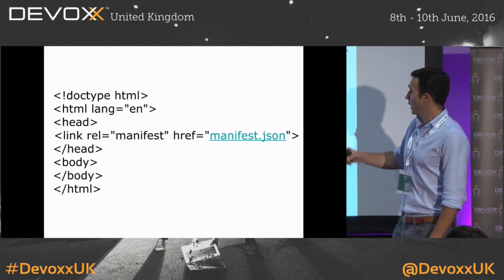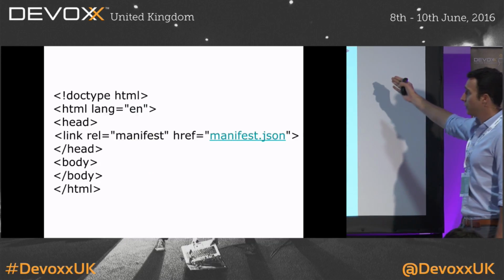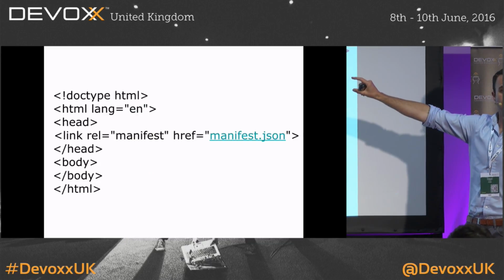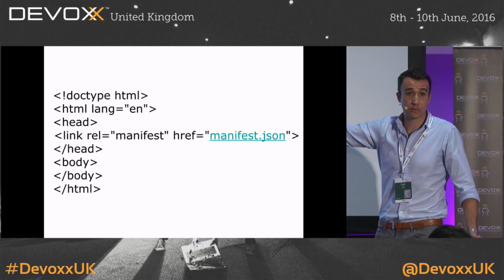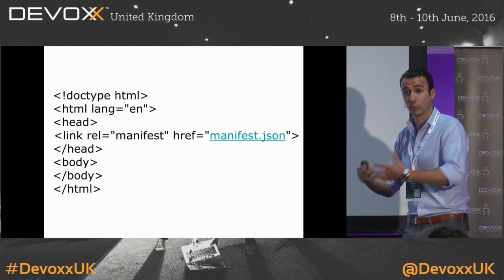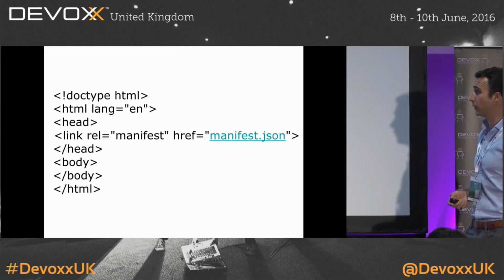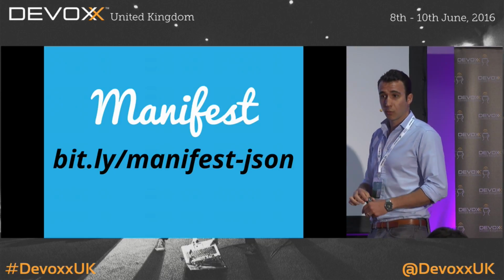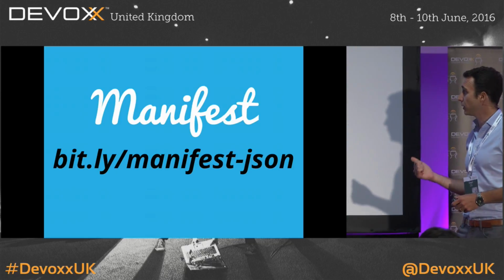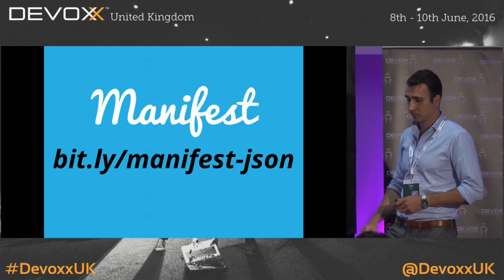And like I mentioned, it's simply a manifest.json file, and you add that tag in the head of your web page. And again, if the browser doesn't support it, nothing really happens. If your browser does support it, it will start to take on the functionality. And if you'd like to learn a little bit more about that, again, nice shortened URL, manifest.json.